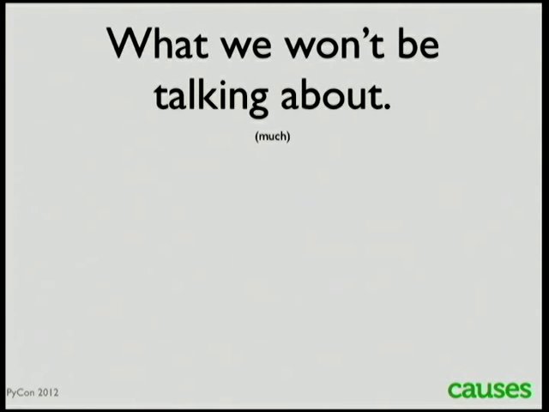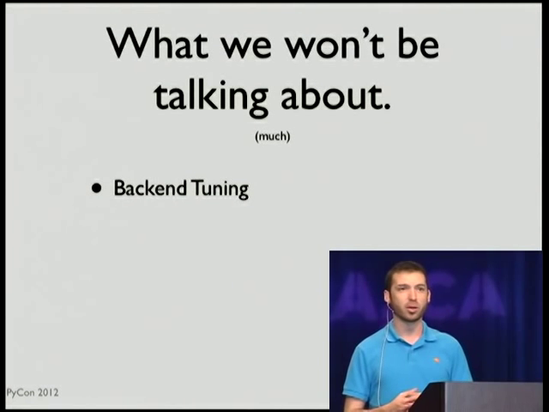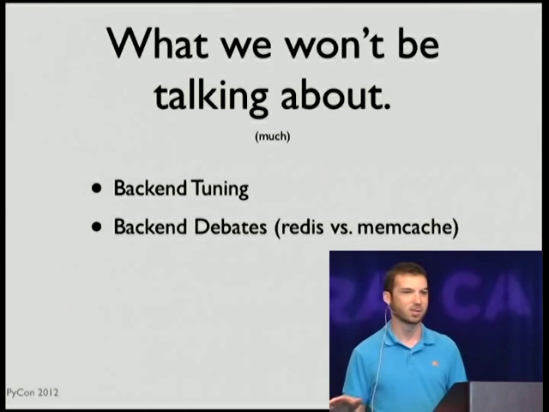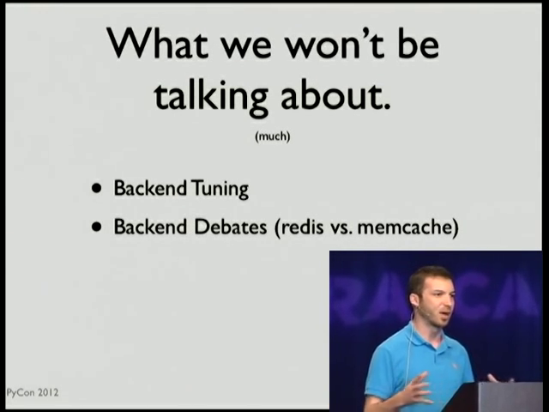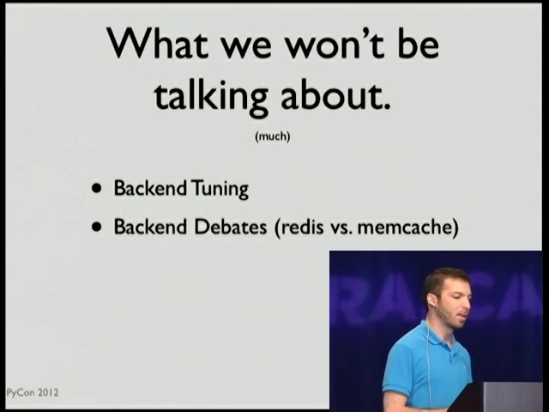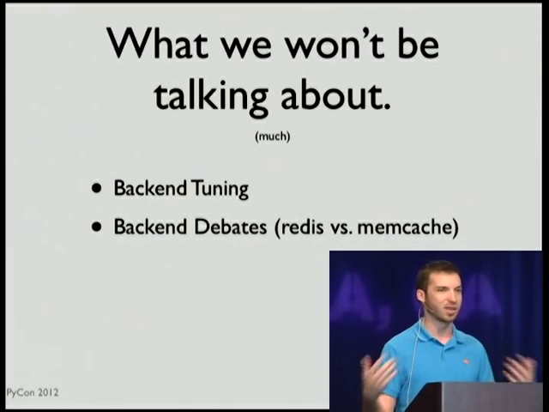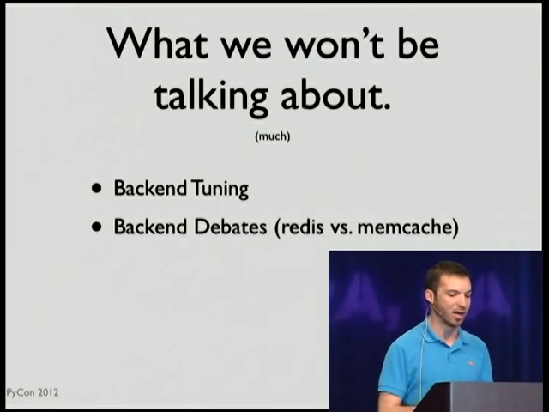There's some things we won't spend a lot of time talking about in this session. We're not going to talk about backend tuning. There's a whole lot of different backends you can use. We're not going to have the debates over Redis, Memcached. Really, this is about your application level concerns. We could have an entire talk about Redis and Memcached and Memcached slab allocation size and how to optimize that. And so we're just going to skip over all of that.